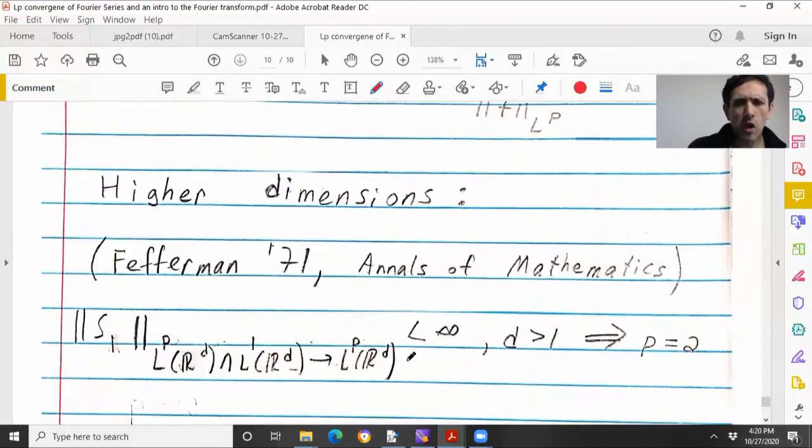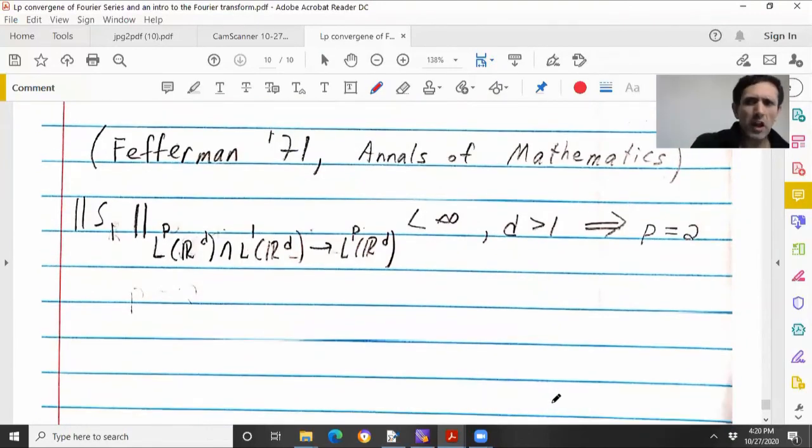Okay? So the result in higher dimensions is that this operator norm is finite in higher dimensions precisely if and only if p equals 2. Now, of course, this is trivial when p equals 2, the fact that this is bounded. So remember, what is actually S_1? Just to remind you.